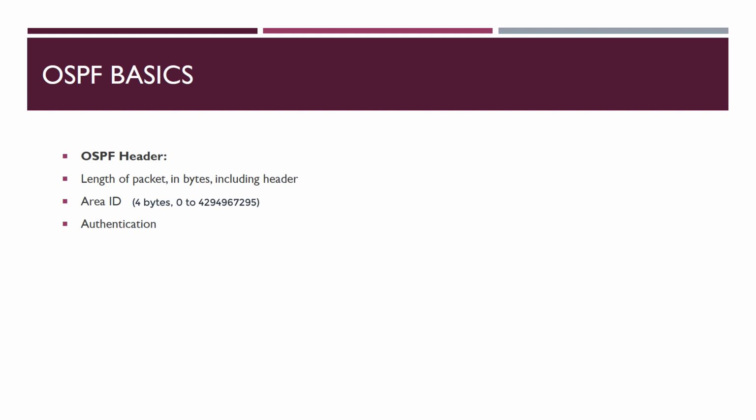Once we start configuring multiple areas and we connect areas together and we do filtering or summarization between those areas, then these things will become clearer to you. For now, what we need to understand is that the OSPF domain can be divided into different areas, and each area will have an area ID. An area ID is a 4-byte number. OSPF supports simple as well as MD5 authentication. We will do OSPF authentication in this course as well.